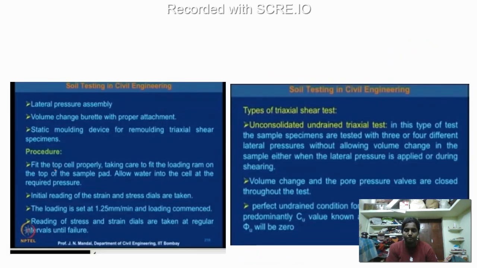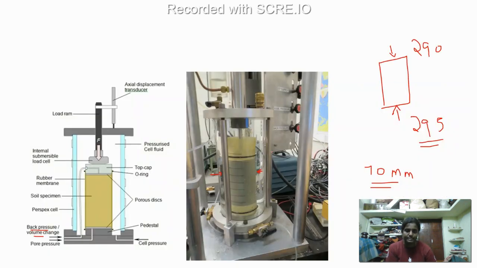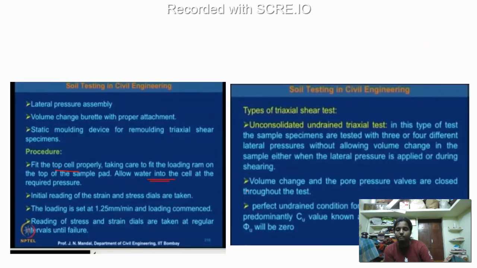So fit the top cell properly. Take care to fit the loading ram at the top and allow water into the cell. So we have to fill the water. This is your cell. We call this a cell. You have to fill the cell with water. The loading is set at 1.25 mm per minute, the rate of loading. Readings of stress and strain dials are taken at regular intervals. Okay, fine. So UU test.